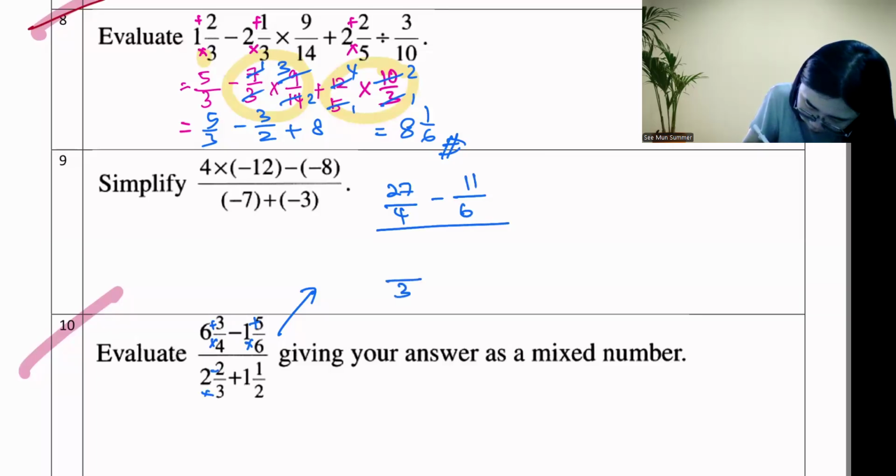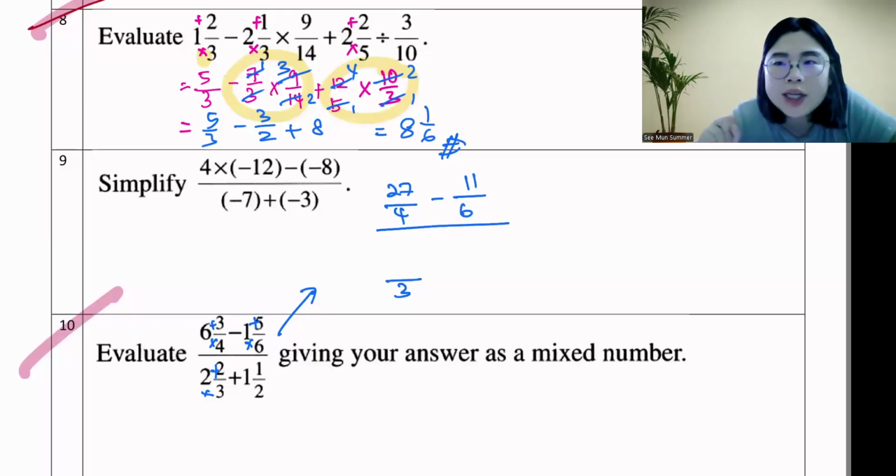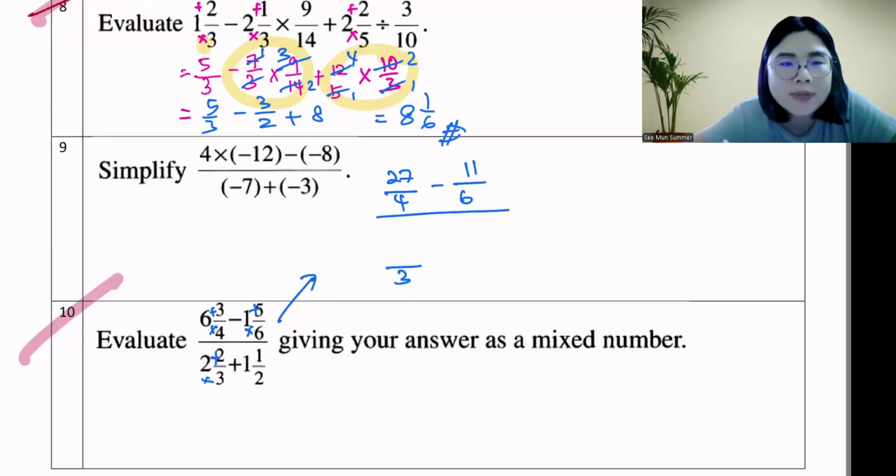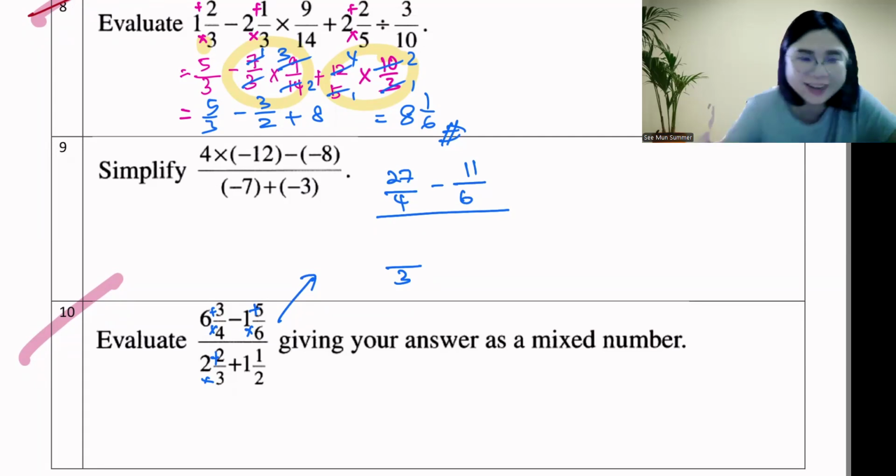Teacher, which question? Question number 10. Because I want those who are not fast enough to still be able to refer to the previous question. Number 10, yeah, okay.